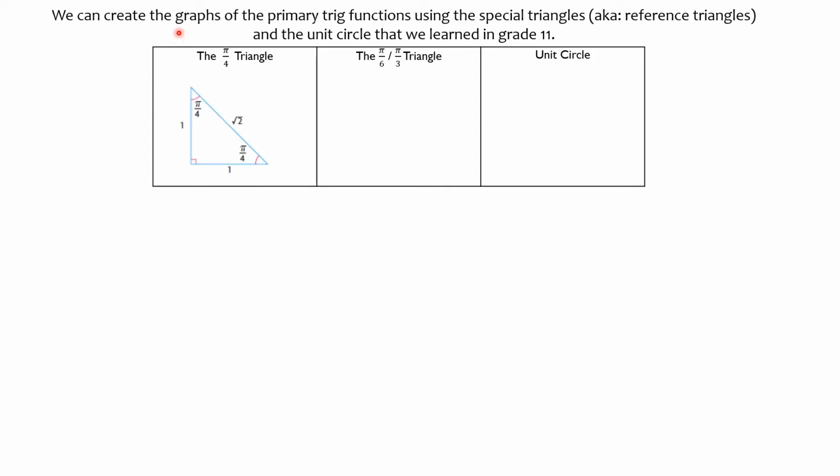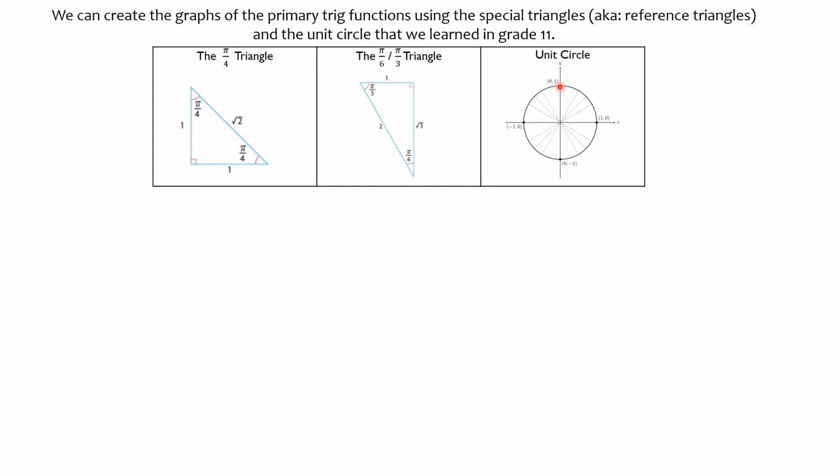triangle. That's this one here. We need that. We need the pi over 6, pi over 3, which is the 60-30 triangle. We need that one. And we need the unit circle. So the unit circle, I'm just going to add a few things on here. We've got our x-axis here. Starting from a positive x-axis rotation, we rotate around.